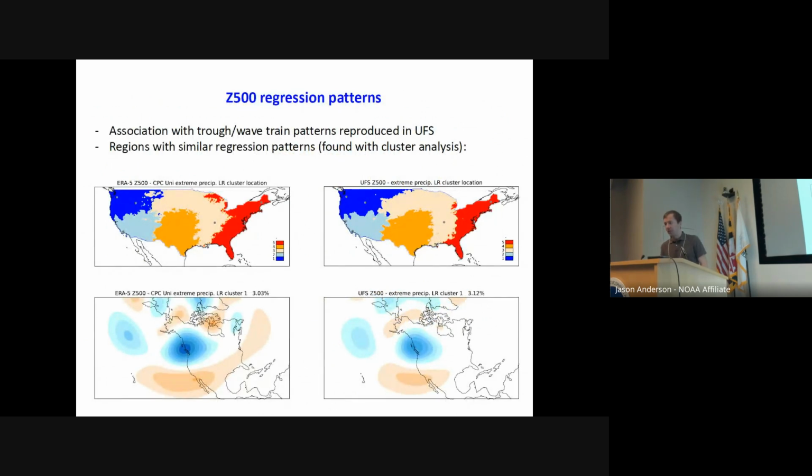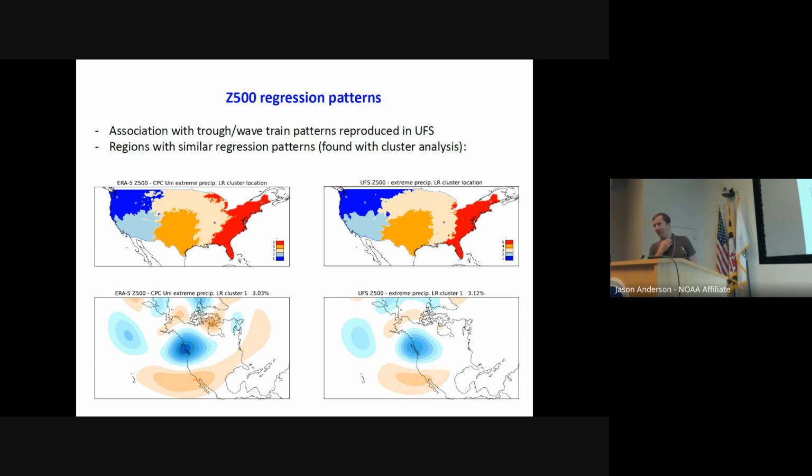And then if we look, I'm making a prediction at each grid point. So if I actually take the regression patterns associated with extreme precip at each grid point and try to clump them together, just cluster analysis of the regression patterns, and then I look and see where each cluster is, you do get some agreement that you would expect.